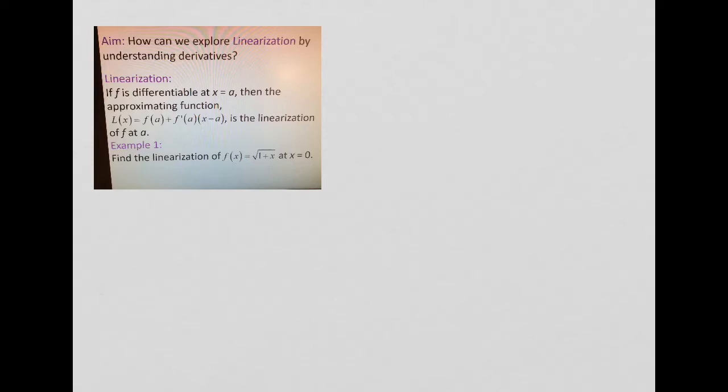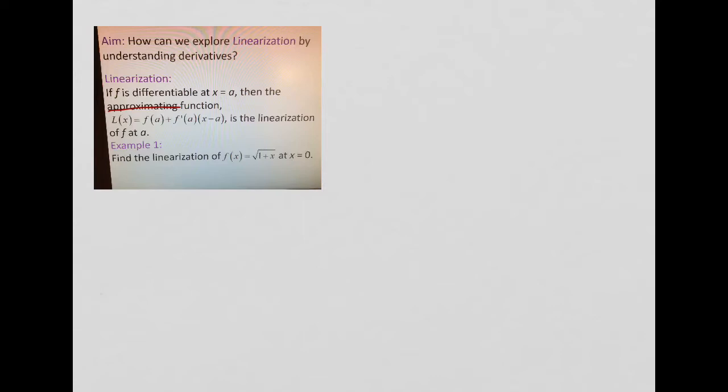So today we're going to go over linearization. If f is differentiable at x equals a, then the approximating function L of x equals f of a plus f prime of a times the quantity of x minus a. This would be the linearization of f at a.